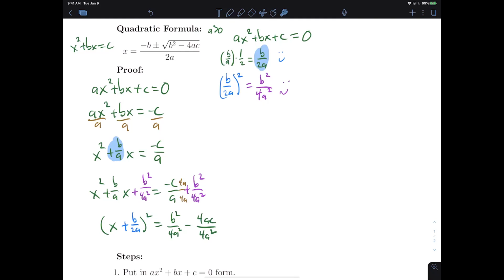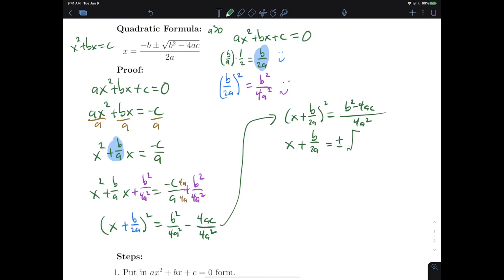And notice we have a common denominator, which means that we have x plus b over 2a squared is equal to b squared minus 4ac all over 4a squared. Now again, because we have this in this form, this is actually the place where we use the square root property. So that gives me x plus b over 2a is equal to plus or minus the square root of b squared minus 4ac all over 4a squared.